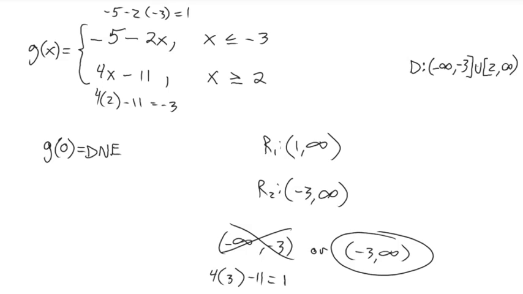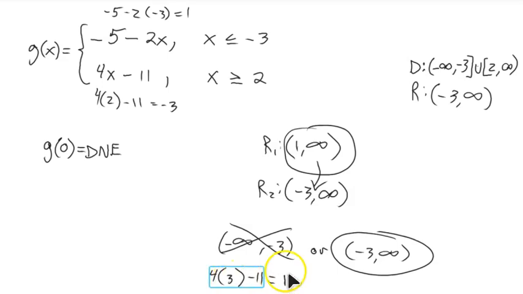And now what we're going to do is we're going to combine these two. We're going to combine 1 to infinity with negative 3 to infinity. But look, 1 through infinity, this whole range is included in this interval. It's included between negative 3 and infinity. Therefore, the range is just simply going to be negative 3 up to infinity. Okay? And there's 3 examples of how to identify the domain and range of a piecewise function.